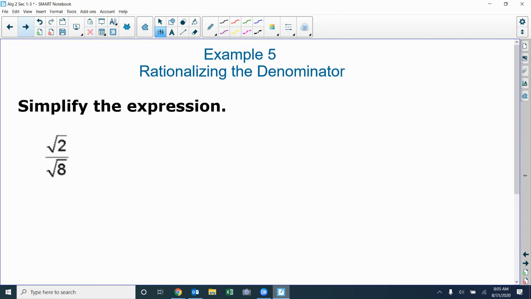It is a unique situation that the square root of 2 would work here, but most of the time, we're gonna multiply by whatever's in that denominator. So in that case, this would be square root of 8, square root of 8.